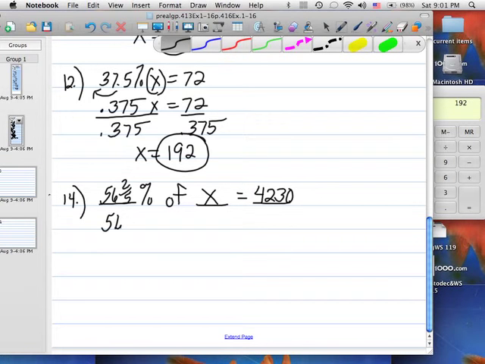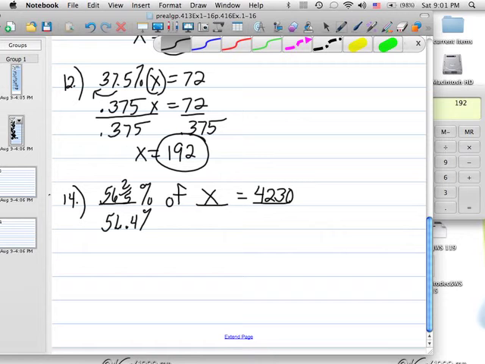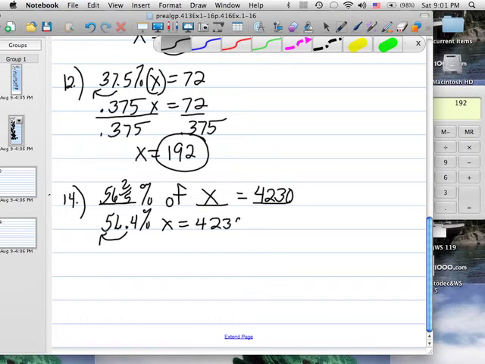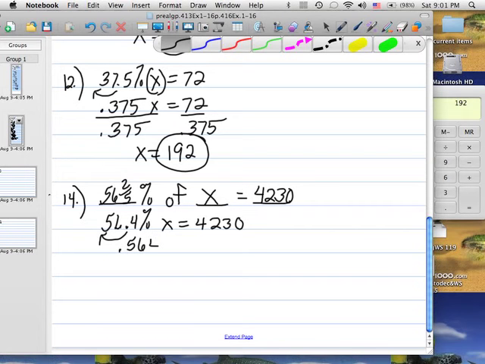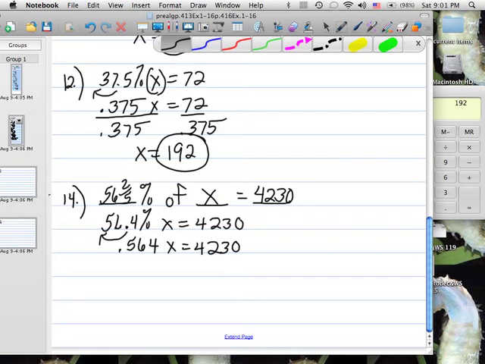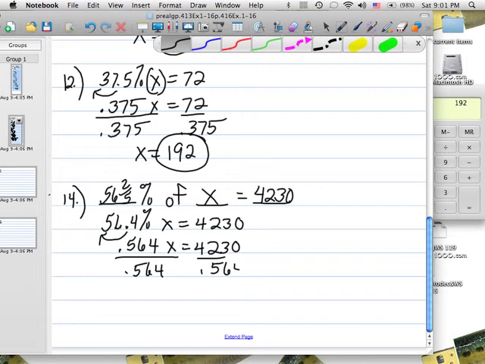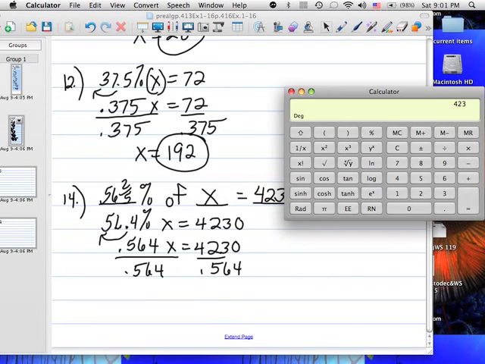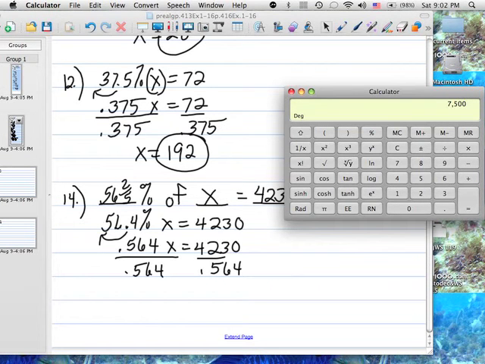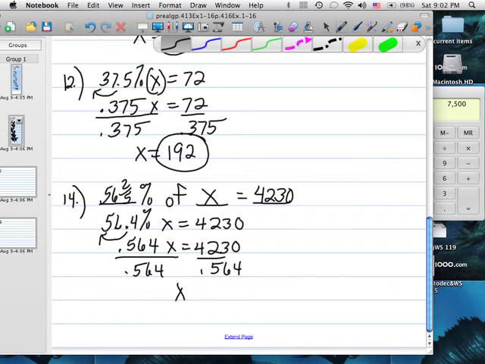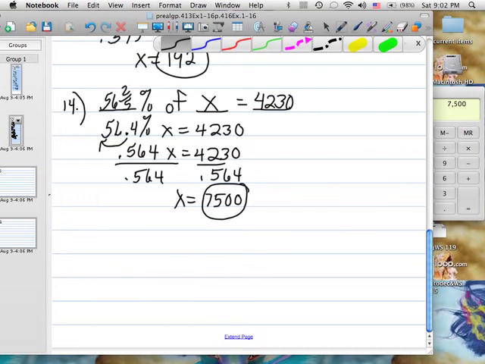So we're going to change 56 2/5. Easiest thing would be to make it a decimal right now and then slide it over 2. So it's 0.564. 2/5 is 0.4. Slide it over 2. Equals 4,230. So divide both sides by 0.564. So 4230 divided by 0.564, we get 7,500 seats. That was the total amount of seats in the stadium.